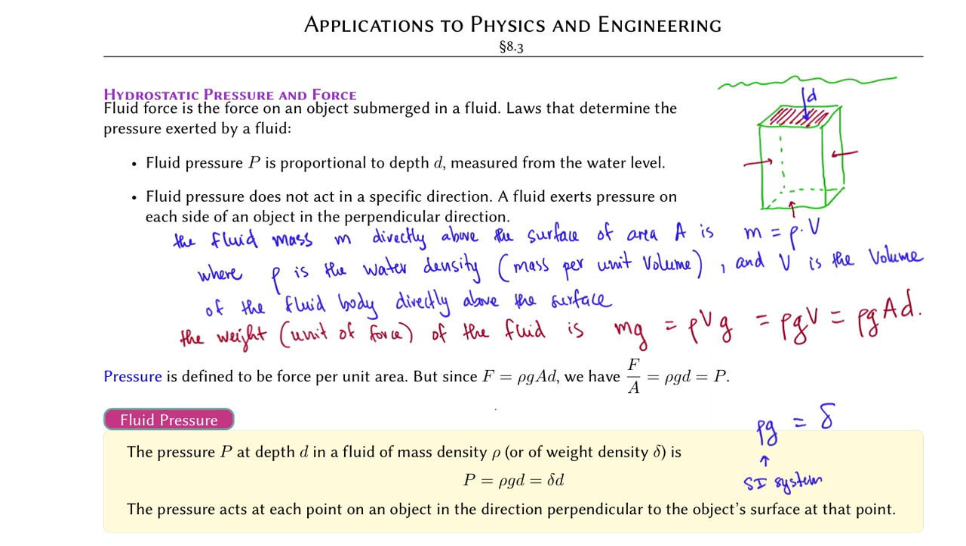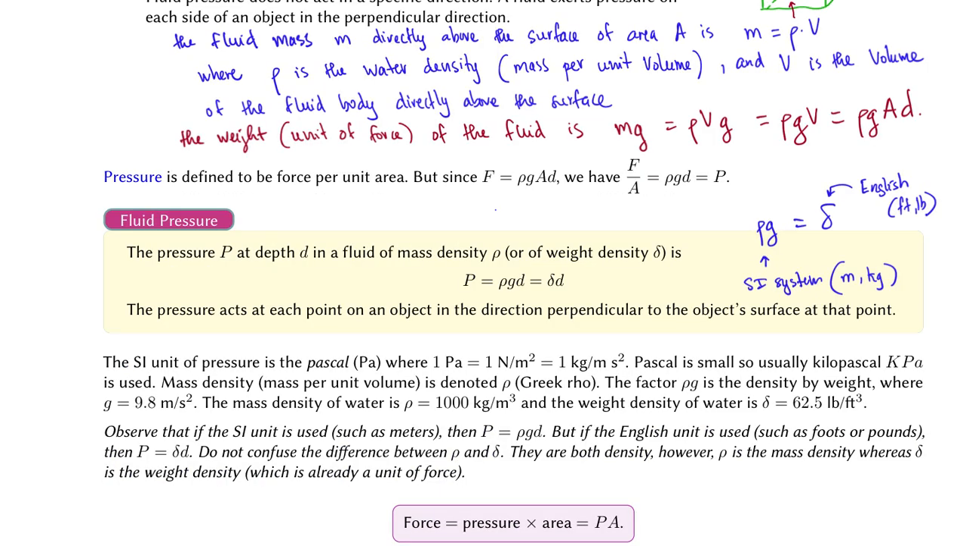Rho g is used in the SI system and delta is used in the British or English system. We know that the SI system is used when meters or kilograms are in the problem. The British system is used when foot or pounds are used. The SI unit of pressure is the Pascal, Pa, where 1 Pascal is 1 Newton per square meter, or 1 kilogram per meter second squared. Pascal is small, so usually kilopascal is used.